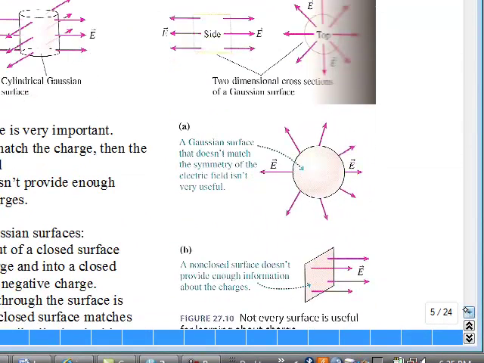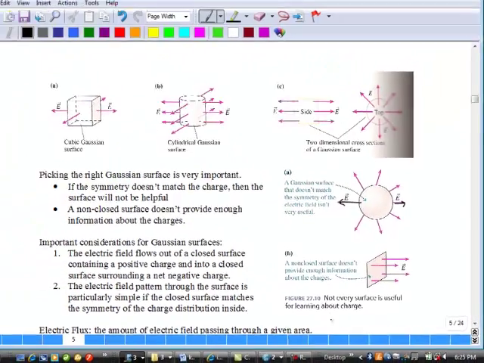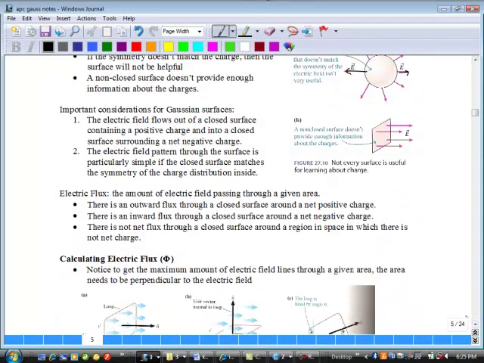So here we have a cubic Gaussian surface, we have a cylinder Gaussian surface, and 2-dimensional things. Okay, so right here we have a Gaussian surface that goes through here. This is not very helpful because the electric field lines are not the same all the way through. So we would want to have the electric field being the same all the way through. This one's not enclosed, so everything's coming out of it, and so that won't help us very much.